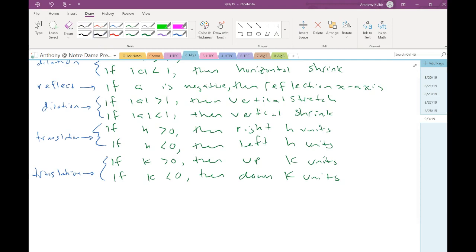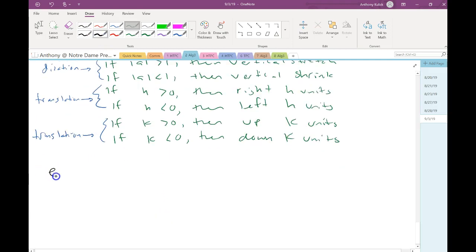Okay. So let's look at an example here. If I want to describe the transformation occurring to f of x in this function, what I would go back to is trying to figure out whether the 2 is an A, C, H, or K. Which one of those coefficients is it?